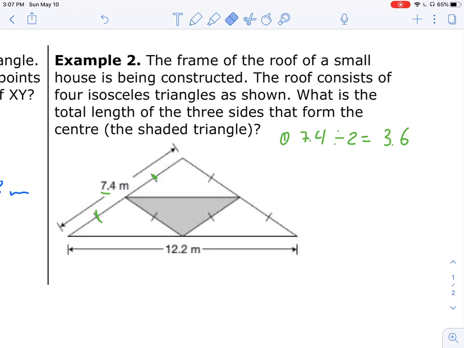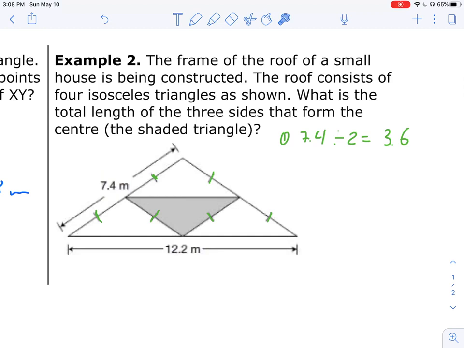Now, if we quickly glance around, we notice that if that's 3.6, this is 3.6, that's 3.6, right? Because they're all indicated by the same tick mark. So we can take from that that this side length is the same as this, which is the same as this, and all the other ones that have one singular tick mark on them. So that's the first step.